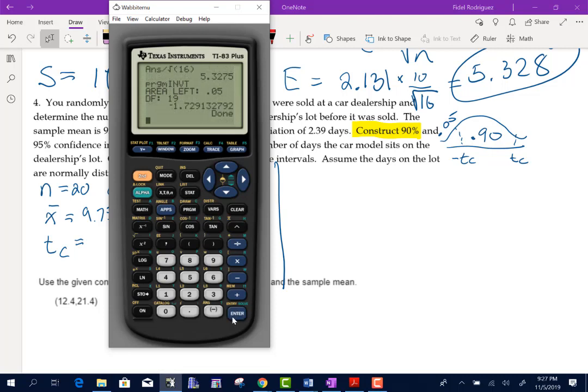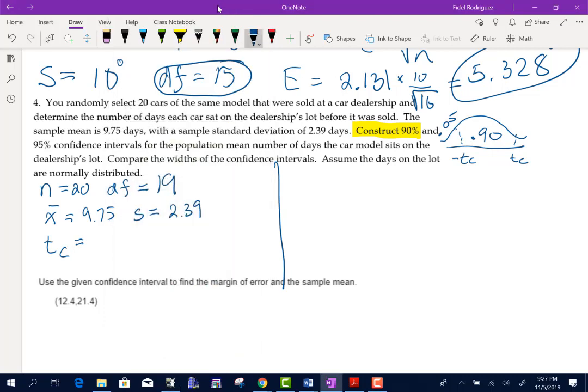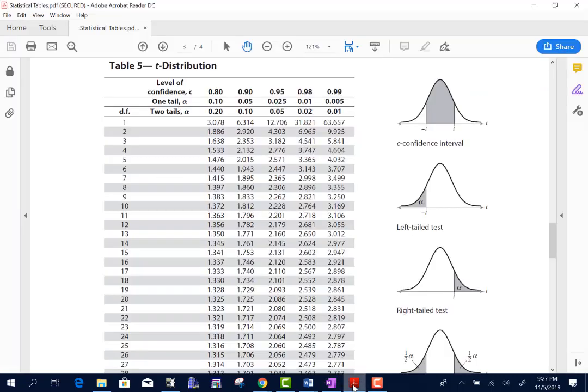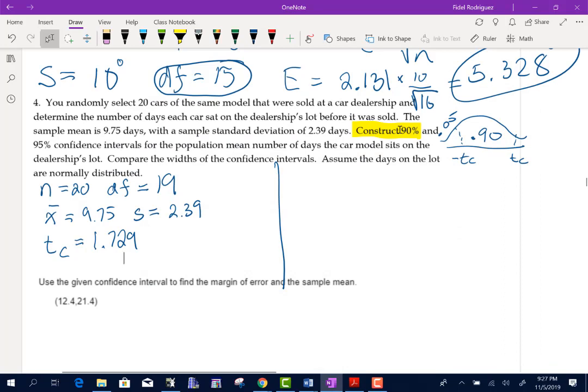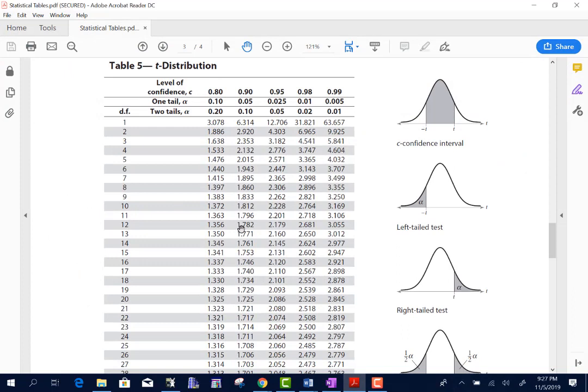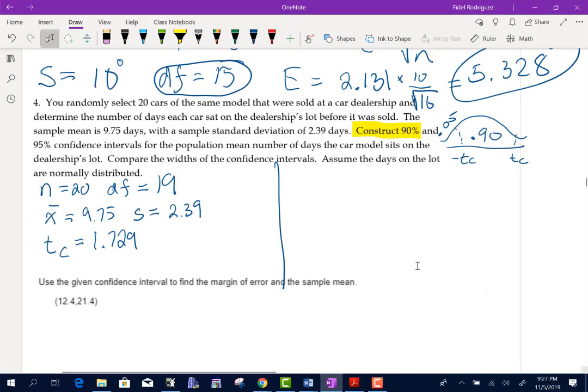Remember, with the T values, we're going to go three decimal places. 1.729. So my TC here is going to be 1.729. Just to give you a heads up, if you like using the table, you can use the table. What was our confidence interval anyway? 90% with degrees of freedom of 19, right? If I go over here, 90% with 19, did we come up with the same number, 1.729? Same thing, right? So it doesn't really matter which way you do it.